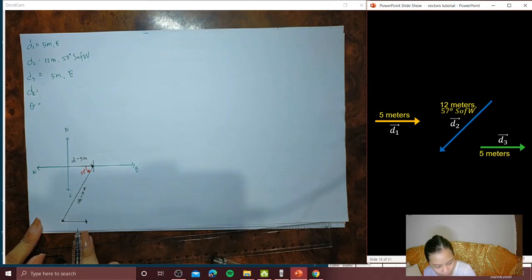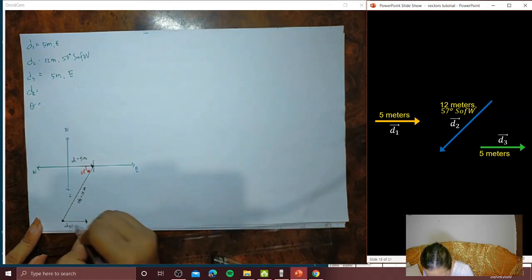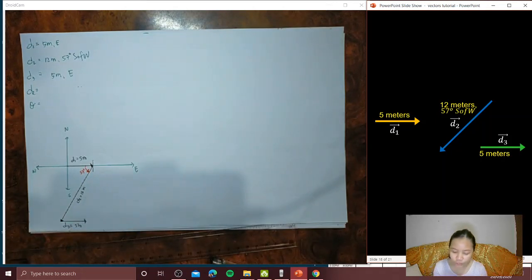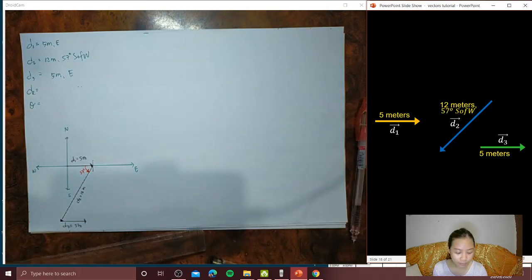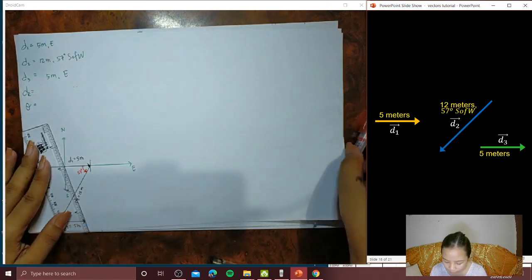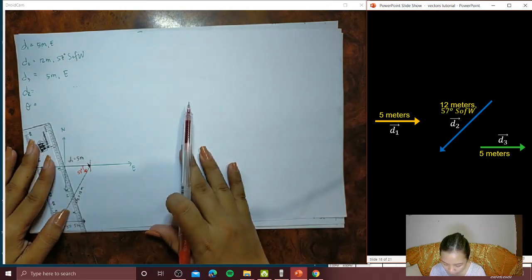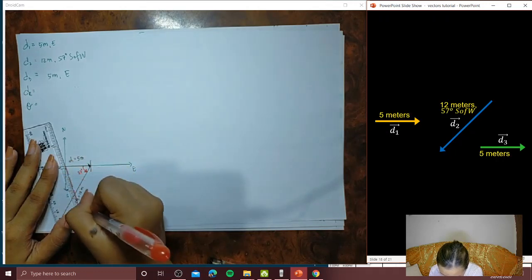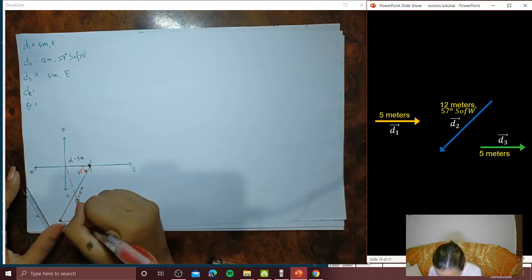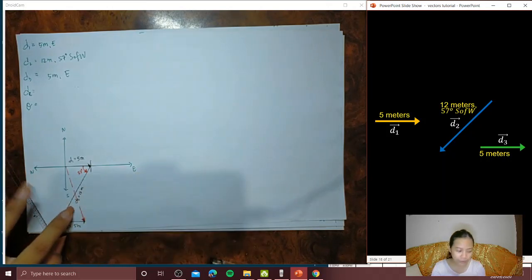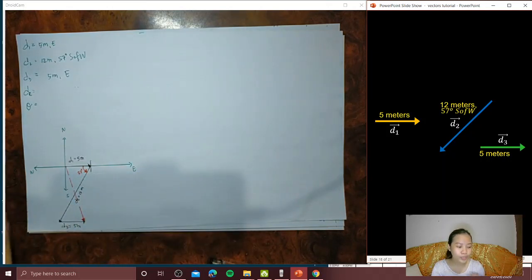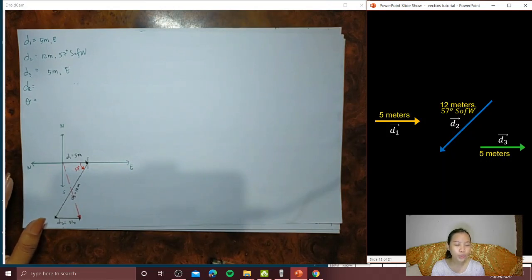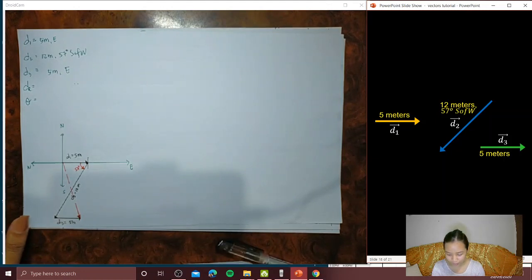Okay. So, just label it, Miss. We have here D sub 3. This is 5 meters. Now, where do we see our resultant? So, our resultant is here. This is for our resultant. Okay, so there we have for our resultant. So, as we solve for our resultant, we need to look for the x and y component of our vectors.